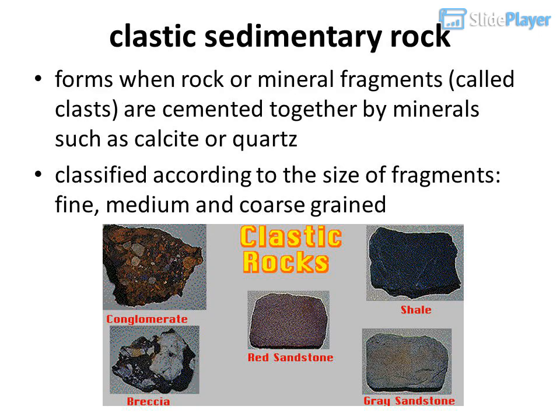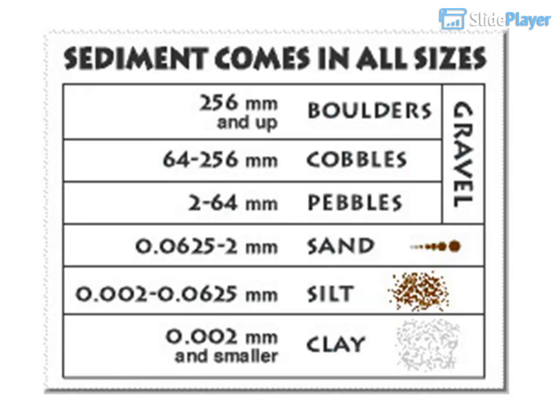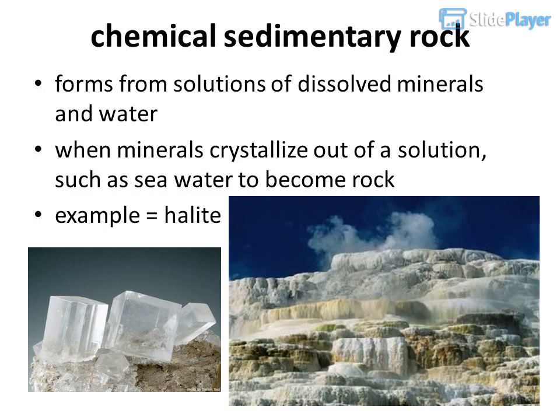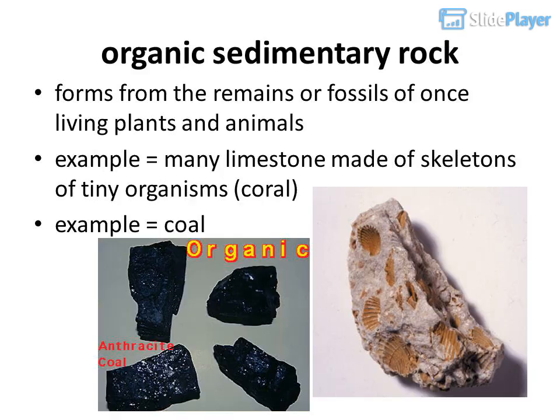Clastic sedimentary rock forms when rock or mineral fragments, called clasts, are cemented together by minerals such as calcite or quartz. It is classified according to the size of the fragments: fine, medium and coarse-grained. Chemical sedimentary rock forms from solutions of dissolved minerals and water, when minerals crystallize out of a solution, such as seawater, to become rock. Example equals halite.